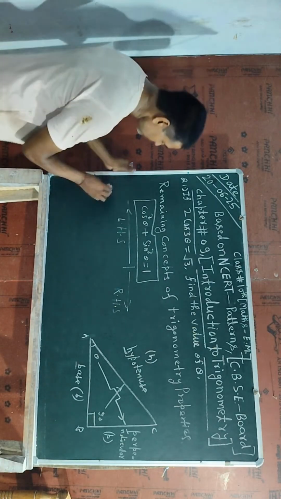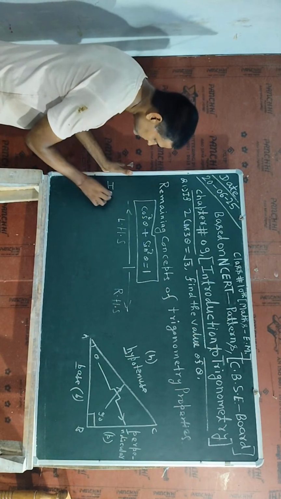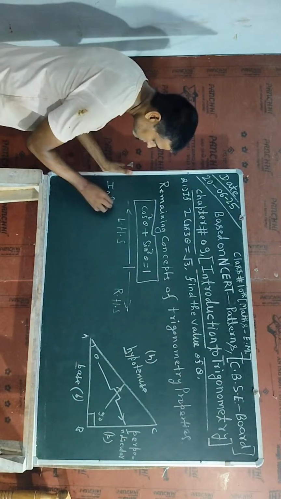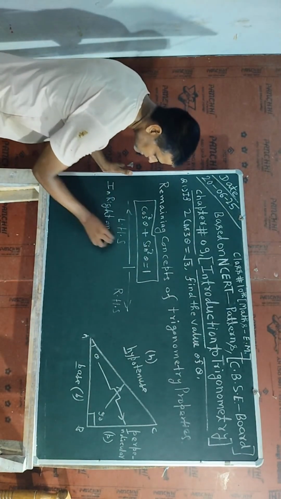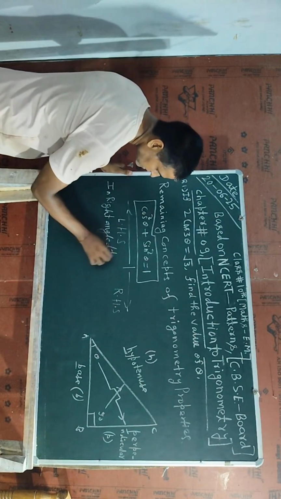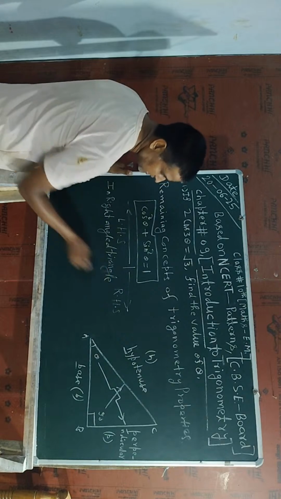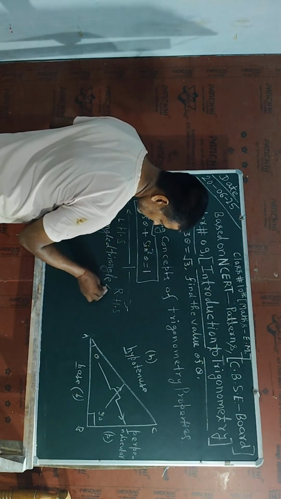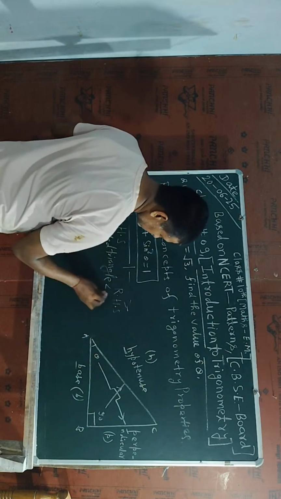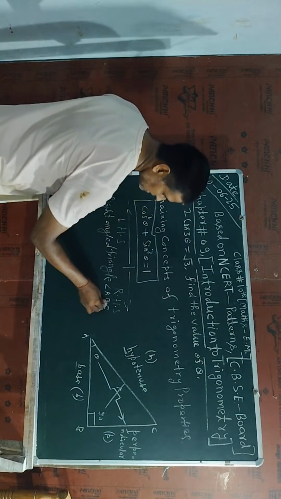Now here I will write: in right angled triangle ABC.